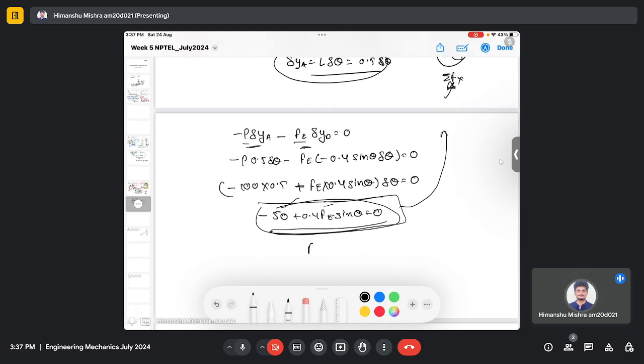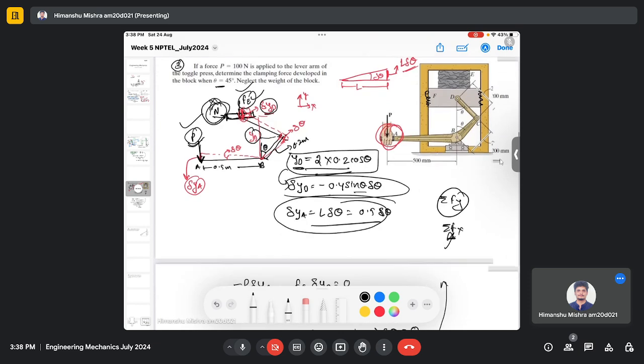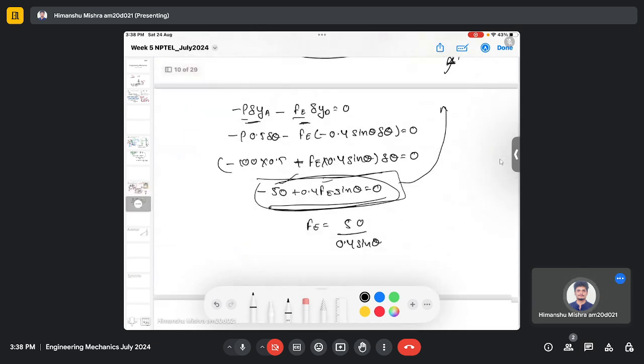So your Fe will be given as 50 by 0.4 sine theta, and it says that when the angle is 45 degrees, the system is in equilibrium, and we need to consider the force when theta is at equilibrium. So it will be 50 by 0.4 multiplied by sine 45.